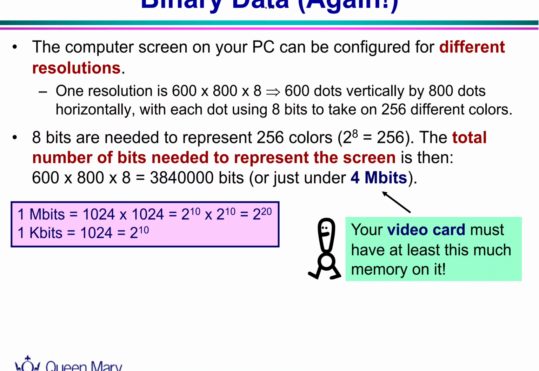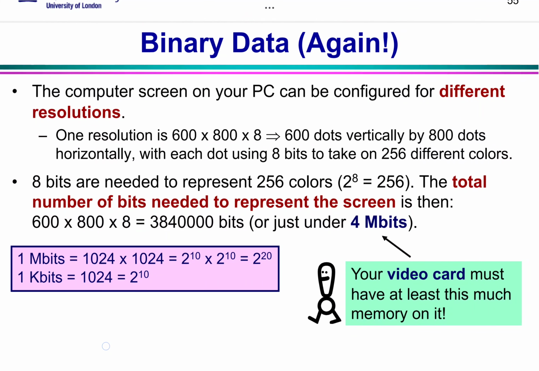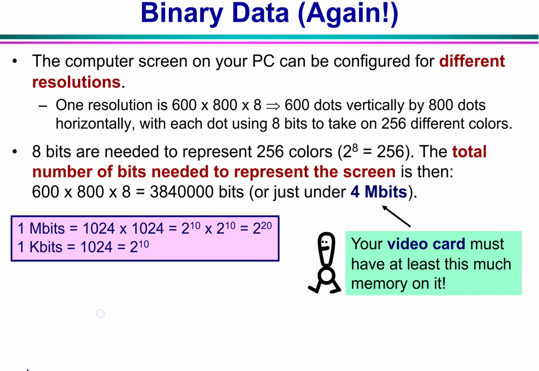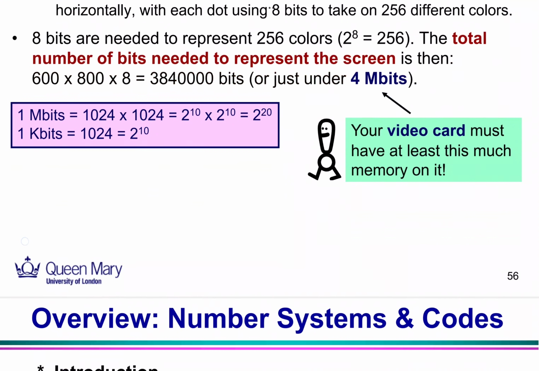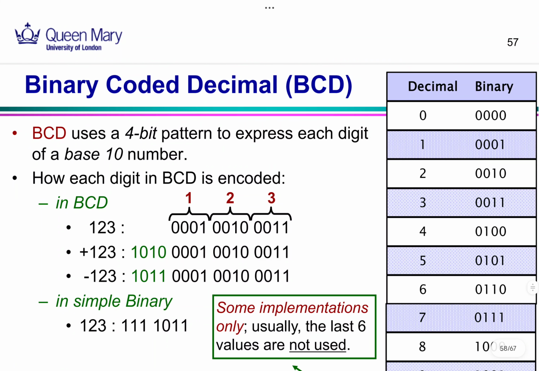Just four megabits. To estimate the total number of bits needed, that is just under 4 megabits. Megabits, byte means what? Base. Well, decimal, binary coded decimal. Binary coded decimal means what?